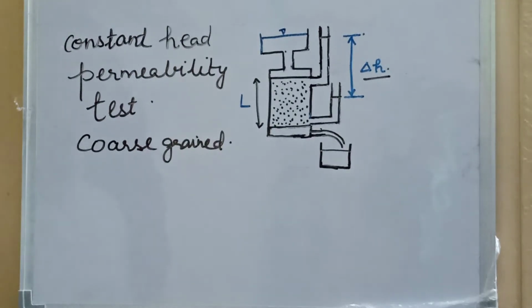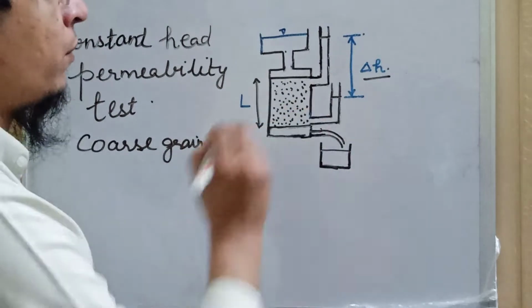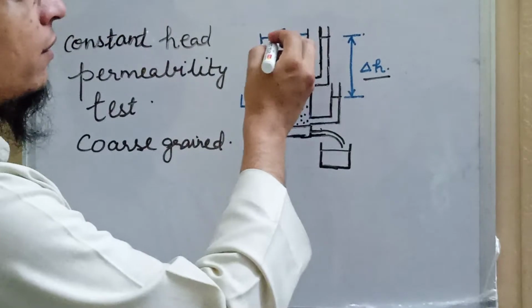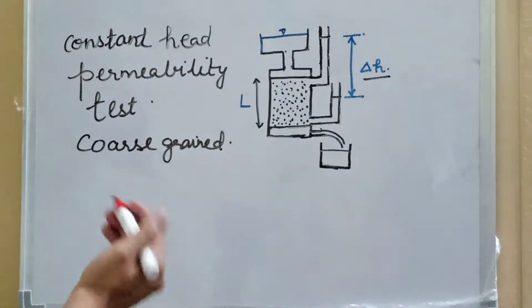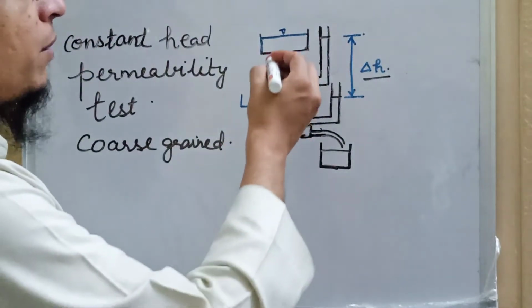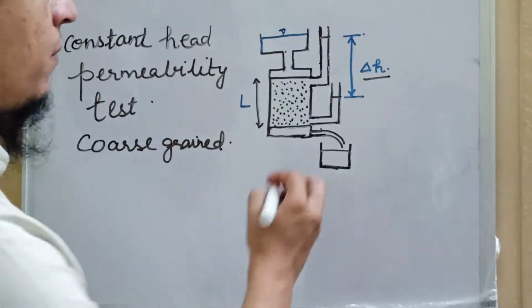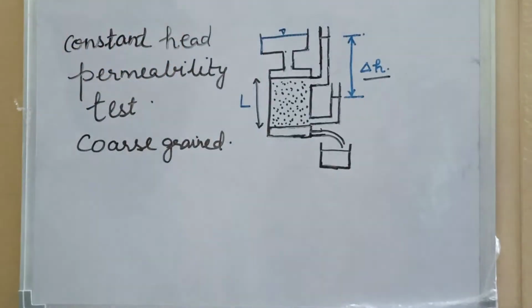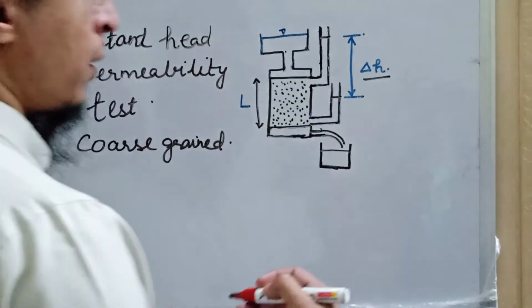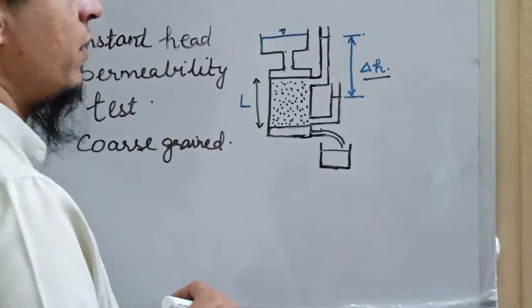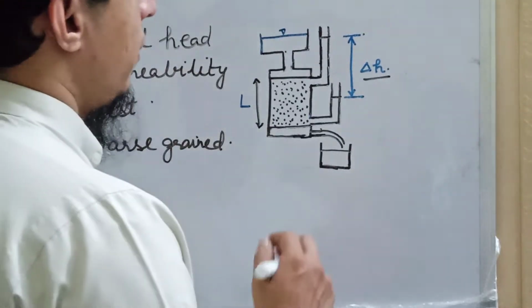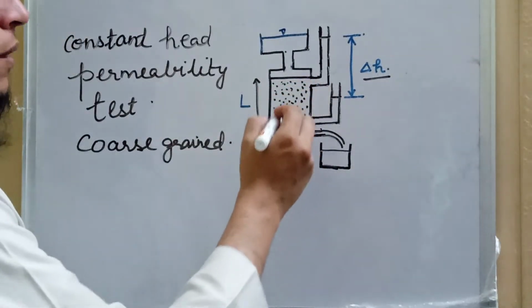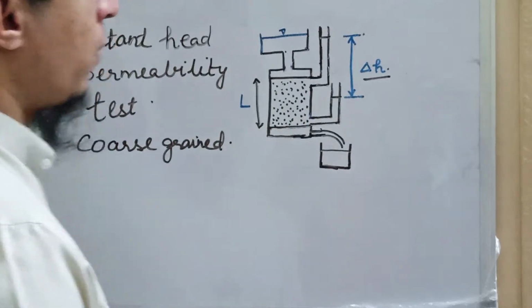So we have an arrangement. This entire assembly is known as the permeameter. It has an inlet. For the inlet, a water tank is available from which source water is coming to this test, and we have an outlet, and there is a collecting tank below it so that the water which is coming out can be collected for measuring the discharge. And we have an arrangement of two piezometers, one at the top of the soil sample and one at the bottom of the soil sample.